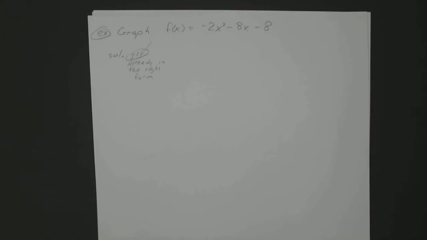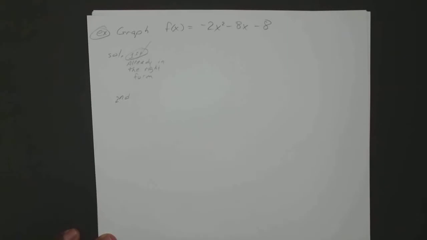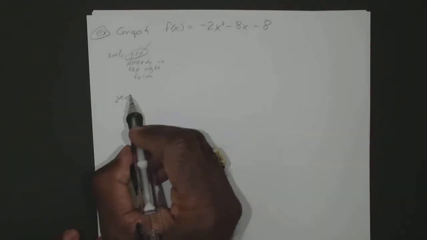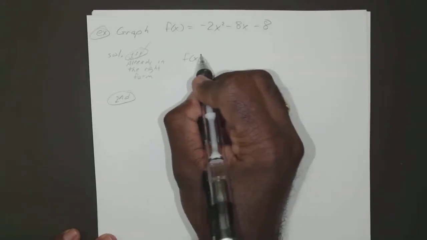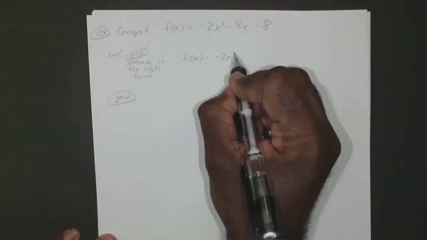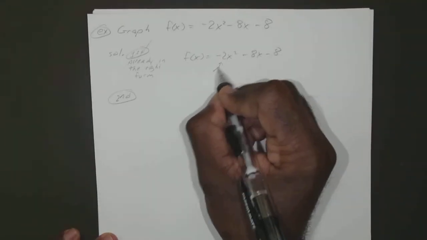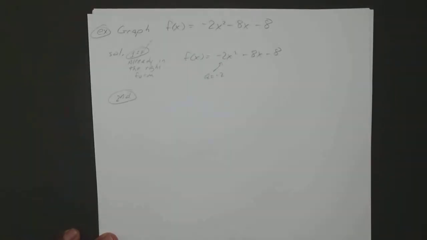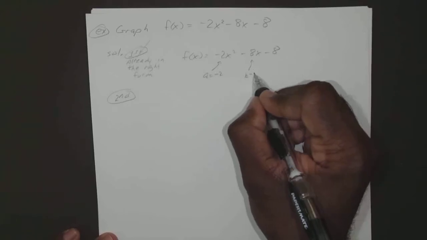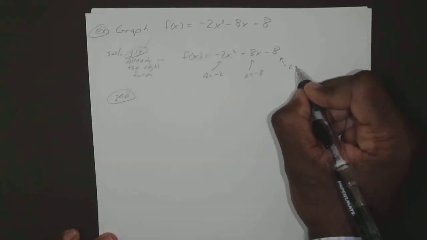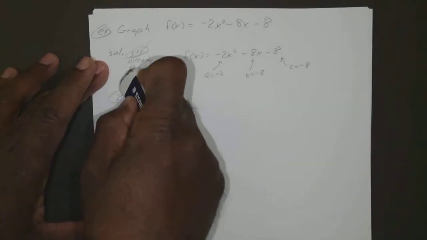Your second step, you want to find your vertex. Well, actually, with the first step, you can identify your a, b, and c. So if we go f of x equals negative 2x squared minus 8x minus 8, we know your a is equal to negative 2, your b is equal to negative 8, and your c is equal to negative 8.